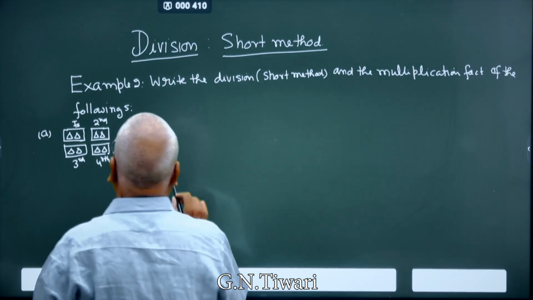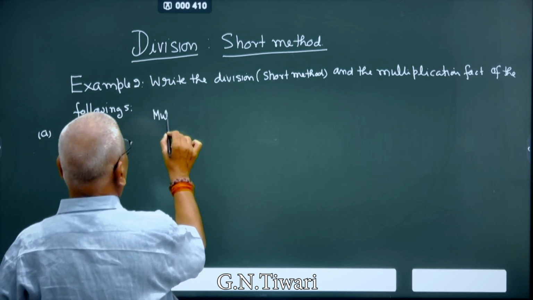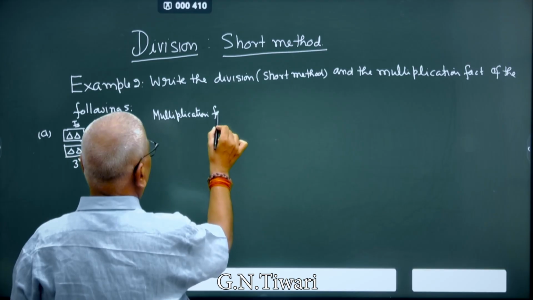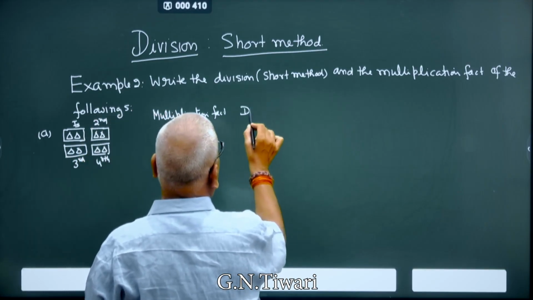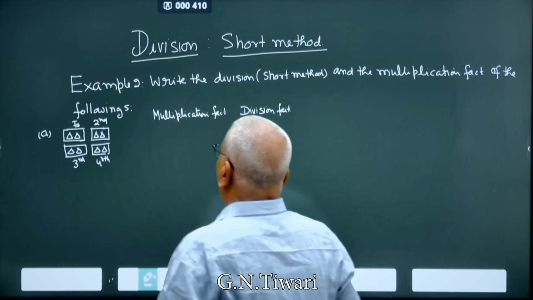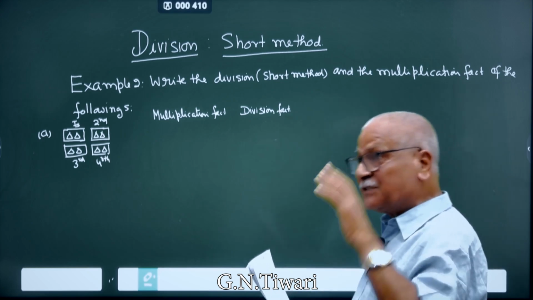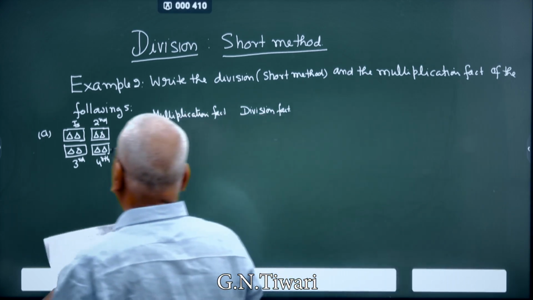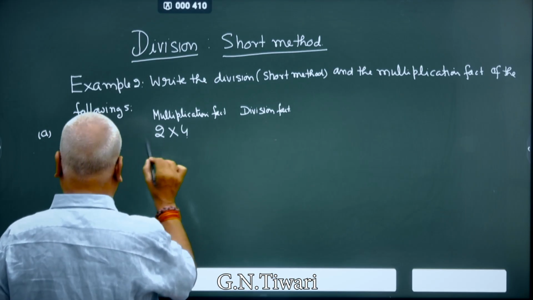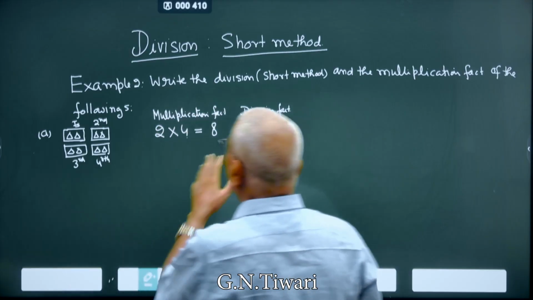So, how can you write the multiplication fact? I am just giving here a column of multiplication fact, and division fact. अब आपको मल्टीप्लिकेशन फैक्ट में याद रखना पड़ेगा कि how multiplication fact is written. The multiplication fact is the number of objects in a group, 2, into number of groups, 4, is equal to the total number of objects, 8. That is how you can say the multiplication fact.